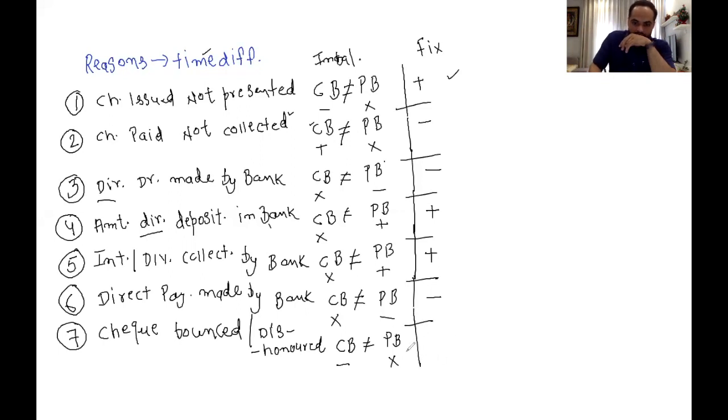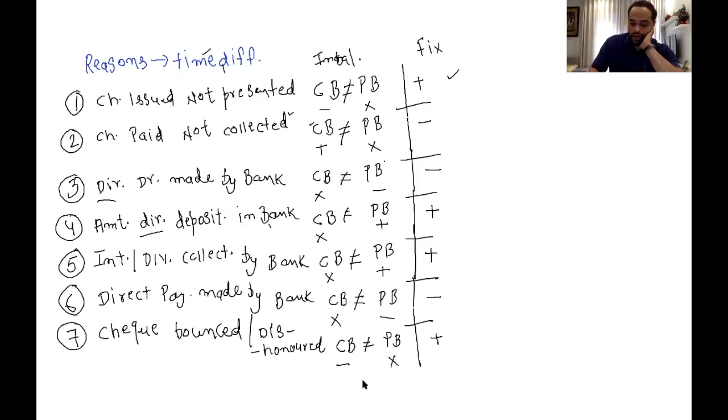So how can we fix it? Here we will plus, of course, in our cash book. If you plus it, problem solved. Right? So that's the idea behind these seven reasons. So this is the treatment, right?